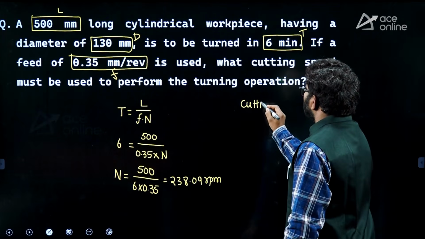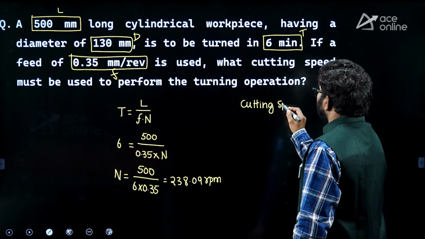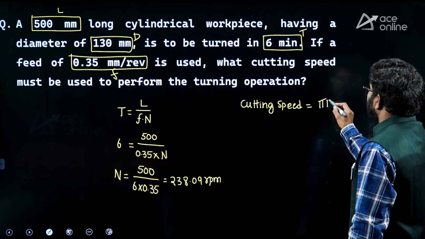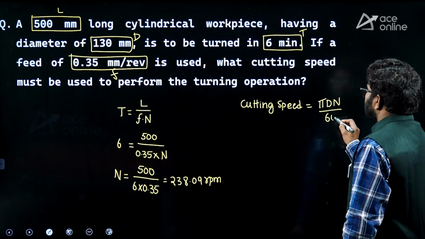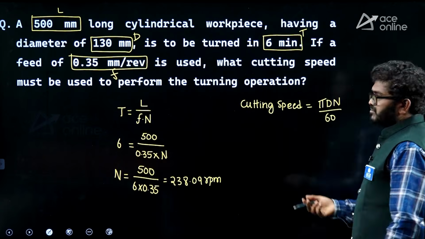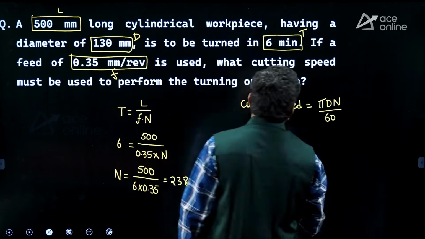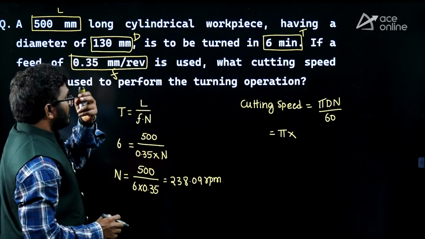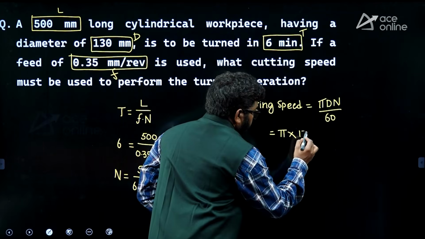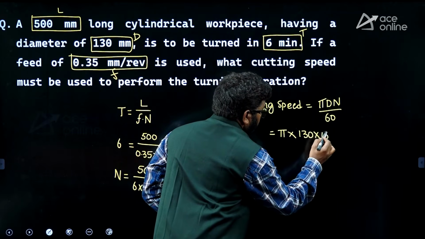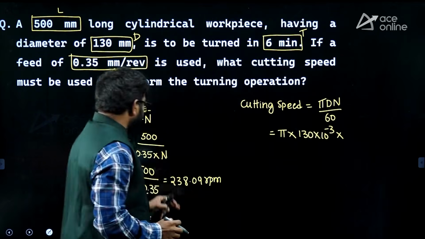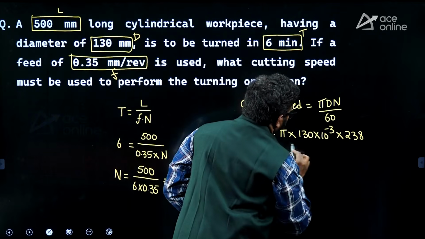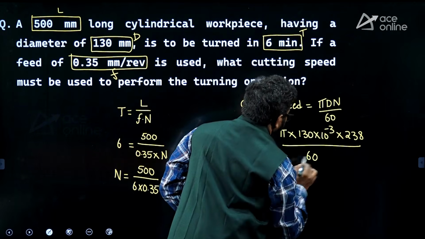Cutting speed is equal to pi DN by 60. Remember, I will calculate cutting speed in meters per second. That is pi into diameter, which is 130 mm. I am converting into meters, 130 into 10 power minus 3, and the speed is 238 revolutions per minute. That's why I am taking 60 in the denominator.